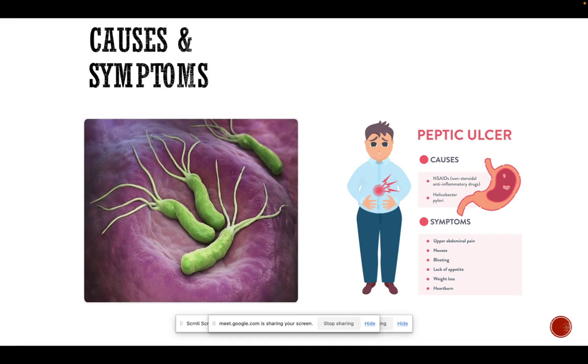So now the causes and symptoms. The main causes are non-steroidal anti-inflammatory drugs like aspirin and other prescription pain medications, which can irritate and inflame the lining of the stomach and the intestine. The other cause is Helicobacter pylori. It is a bacterium which lives in the mucosa of the duodenum and the stomach, which can sometimes cause inflammation and produce an ulcer. The symptoms are upper abdominal pain, nausea, bloating, lack of appetite, weight loss, and heartburn.